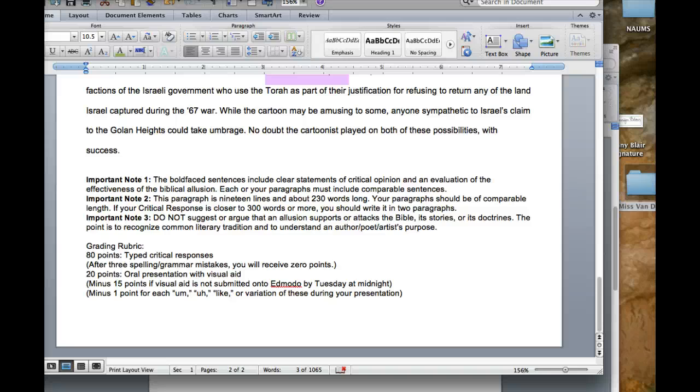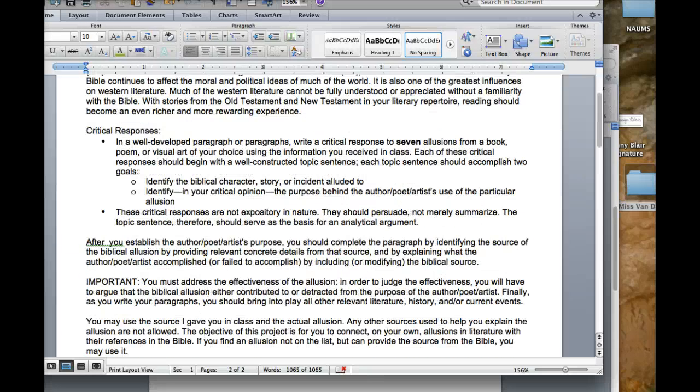20 points will go towards your presentation that you do in class with a visual aid. So if you don't turn in the visual aid into the Edmodo slot the night before, that'll be minus 15 points. I want to be able to come to class and just pull up all your visual aids and get going. And so practice what you're going to say. It'll be minus 1 point for each "like," or variation of these. So if you need to have notes and just read off of that, that's fine. These presentations, again, are really simple. It doesn't have to be that long. It's just a couple of minutes, okay? So that's your project.